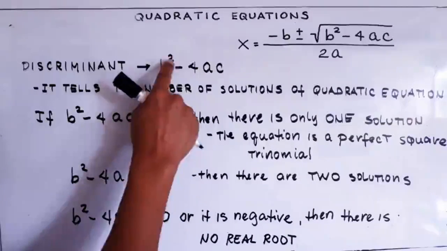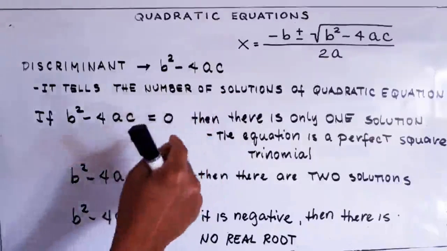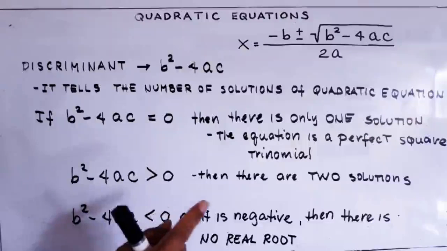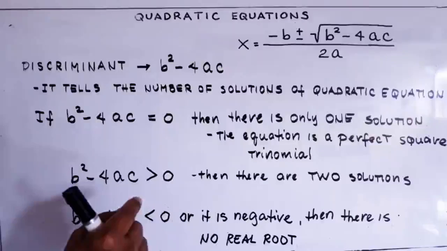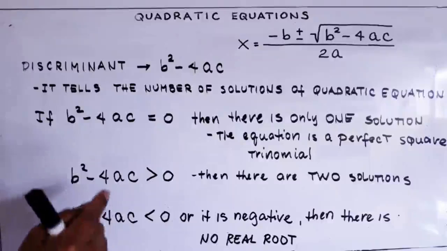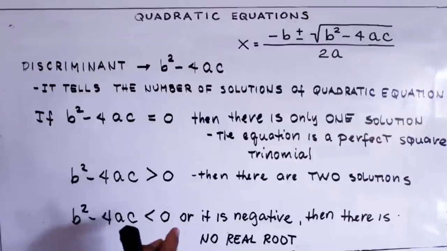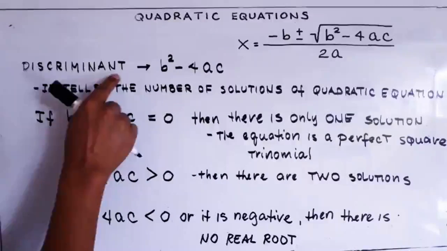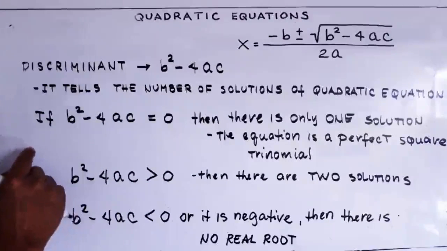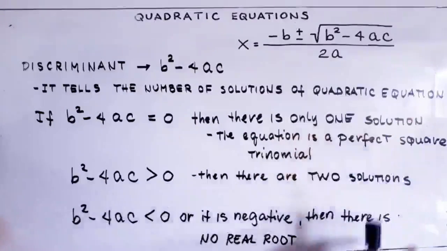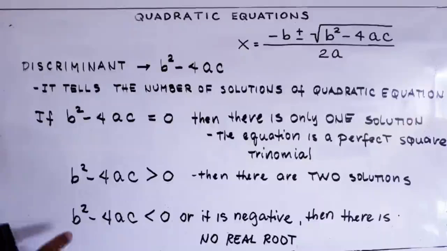This b squared minus 4ac is used to check whether we have one solution only, or two solutions, or if there is no real root of the quadratic equation. So we call this b squared minus 4ac the discriminant. The purpose of that one is this: it tells us the number of solutions of our quadratic equation.